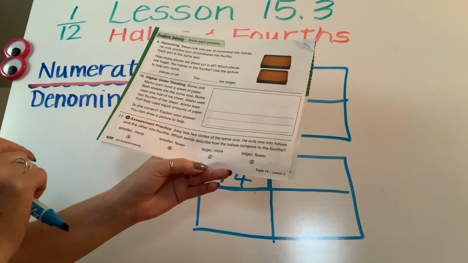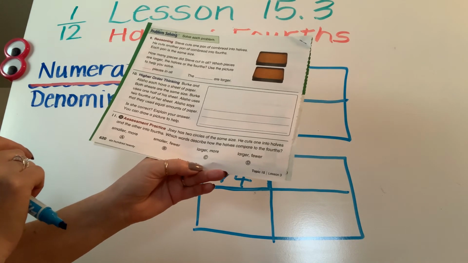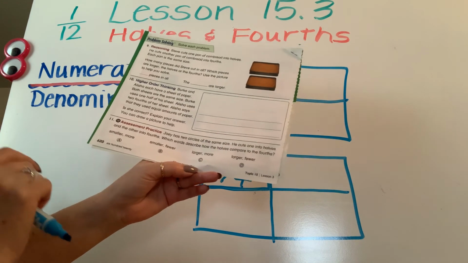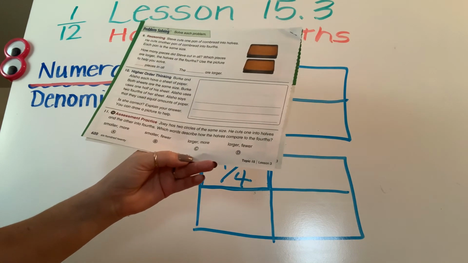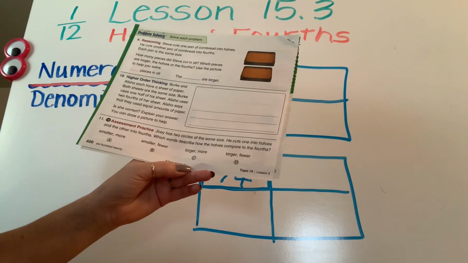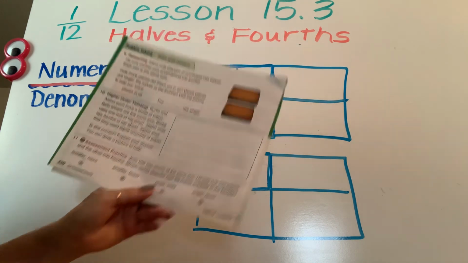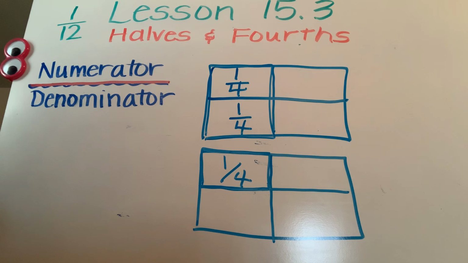Joey has 2 circles of the same size. He cuts one into halves and the other into fourths. What words describe how the halves compare to the fourths? Oh, all right, and there you have it.